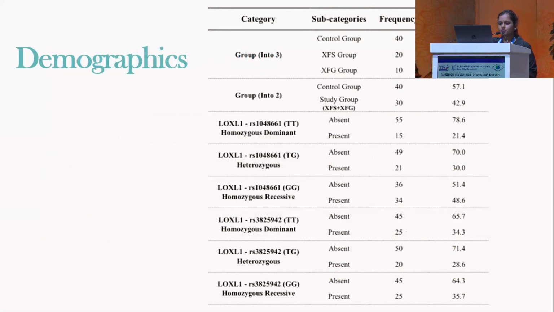So this is the demographics where you can divide the groups either into 2 or 3. When dividing the groups into 2, you had the study group which comprised of the XFS and XFG patients and the control group which had only the age-matched controls. And this can also be further categorized into 2 subtypes, the XFS separately and the XFG and the control group.